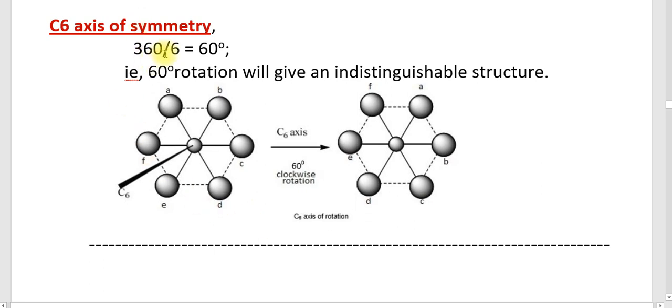Next is the C6 axis of symmetry. 360 degrees by 6, that is 60 degrees. Here an orientation is given. If you rotate this molecule through 360 degrees by 60 degrees each time, we get an orientation which is indistinguishable from the other, that is a C6 axis of symmetry.